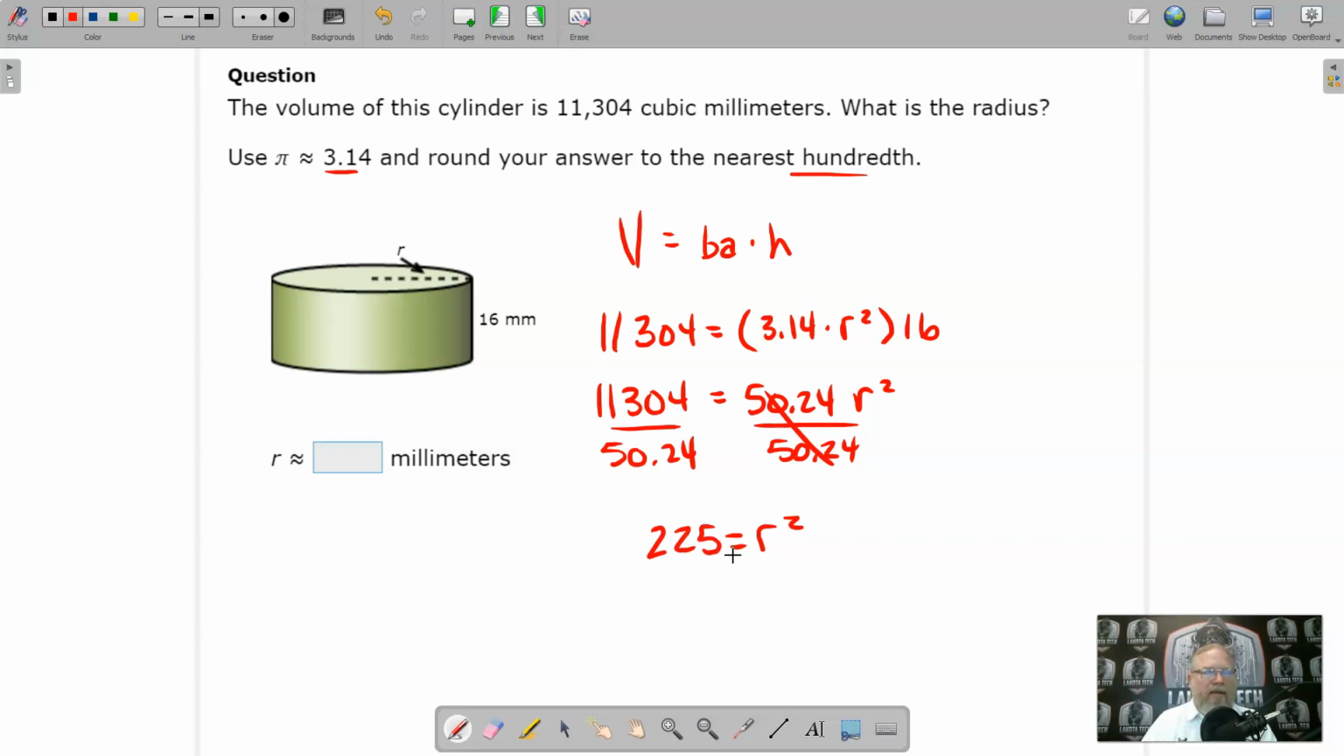Ooh, that is a perfect square, if I recognize that. I'm trying to remember what it is. Is it 15 maybe? Let's go ahead and take the square root of each side, right? By taking the square root of each side, we would then end up with just r on the right, and then the square root of 225 equals, indeed it is, 15. So the radius is 15 millimeters.